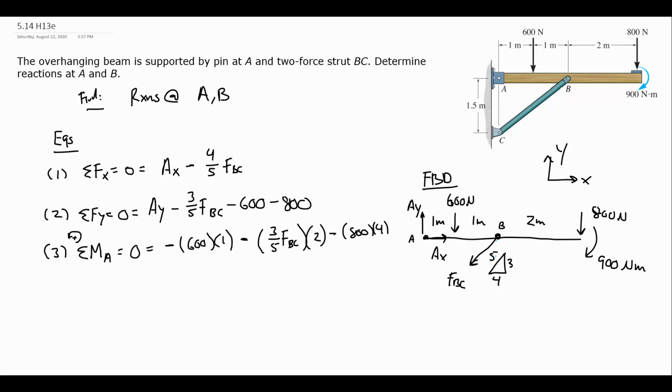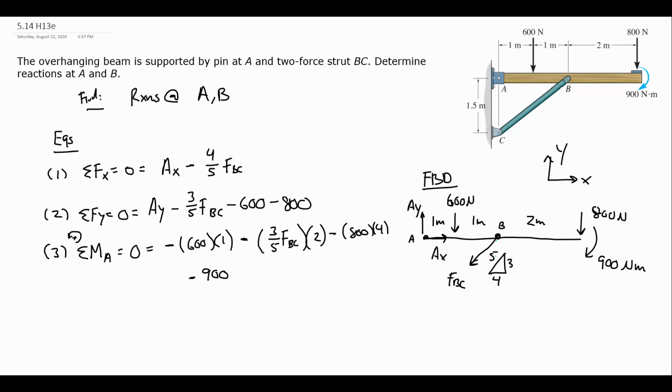So finally, I need to account for the 900 Newton meter couple. So this is where it gets included. And I include that as negative 900. I'll put it on the next line here. It's negative because it is clockwise, and we've established counterclockwise to be our positive direction.